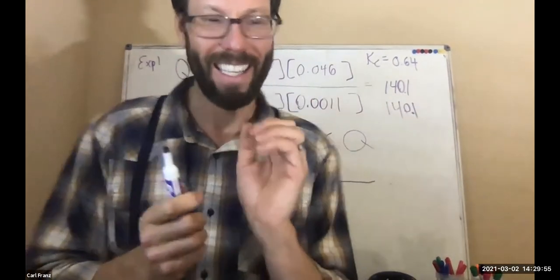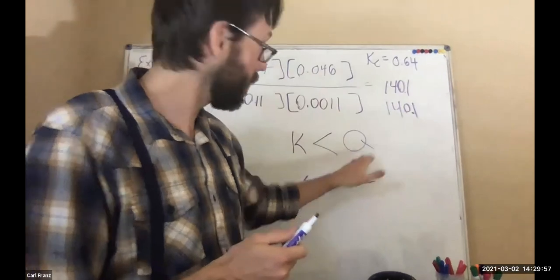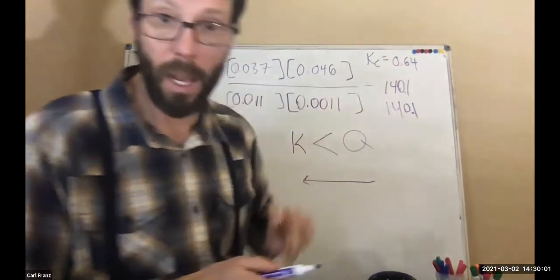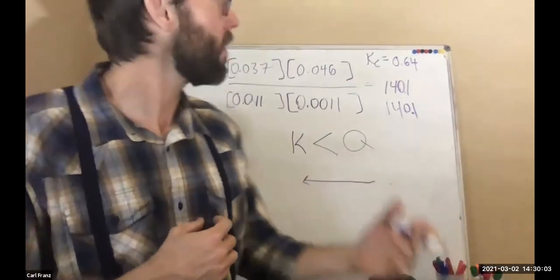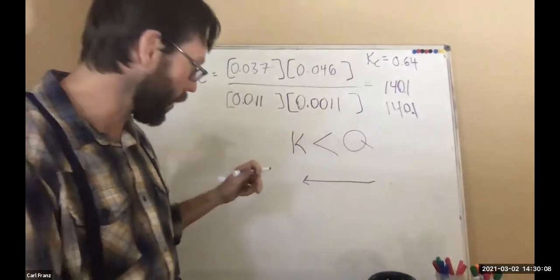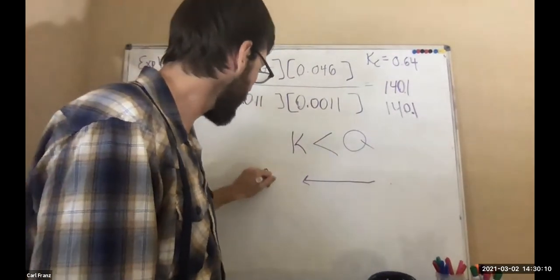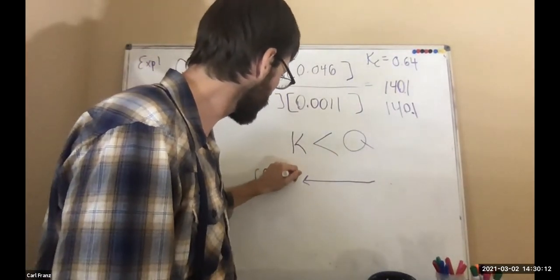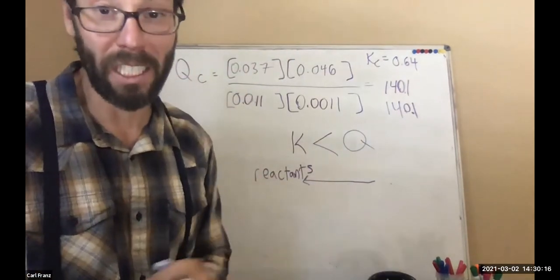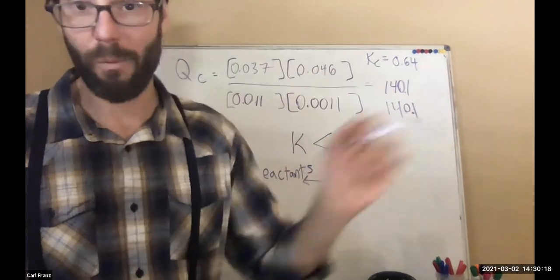the point is that Q is high, much higher than 0.64. And so it's going to be much greater than K. And so it's going to go the reverse way to get to equilibrium, and it's going to favor the reactants. Okay. Whether it's 14 or an order of magnitude greater.